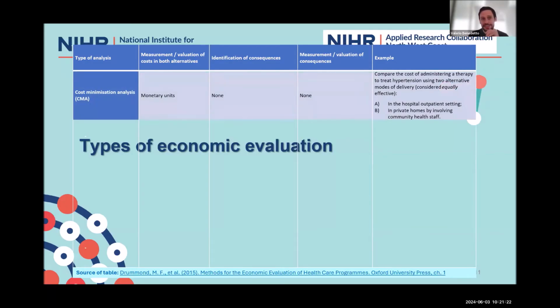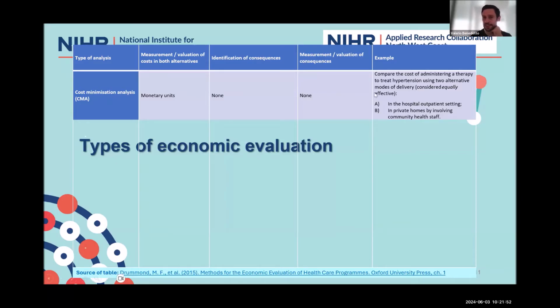Now, let's start with the simplest type, which is the cost minimization analysis. It's a very rare, I would say, type of economic evaluation. As you know, in economic evaluation, we try to compare cost and consequences, or cost and outcomes, let's say. In this particular type of economic evaluation, the authors only consider the cost side. So they don't consider the outcome side, because the interventions are assumed to be equally effective.